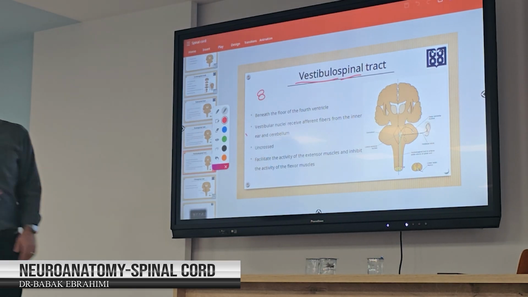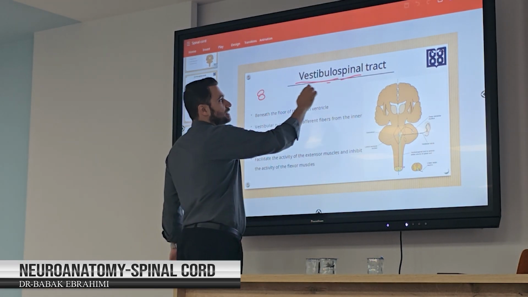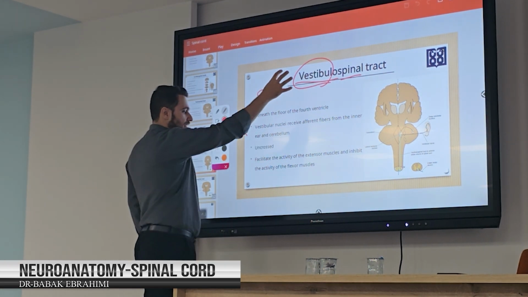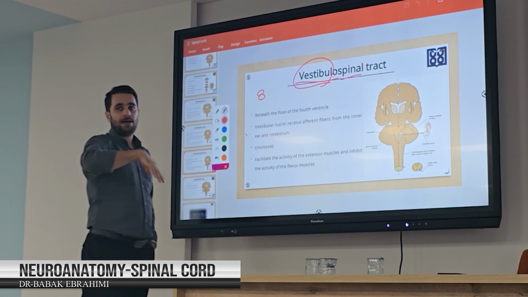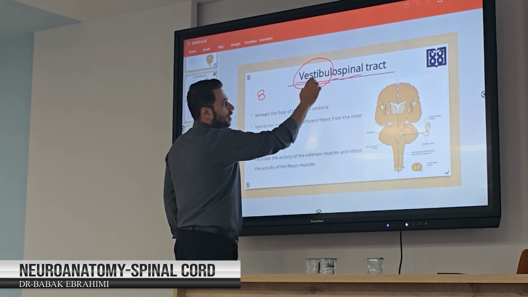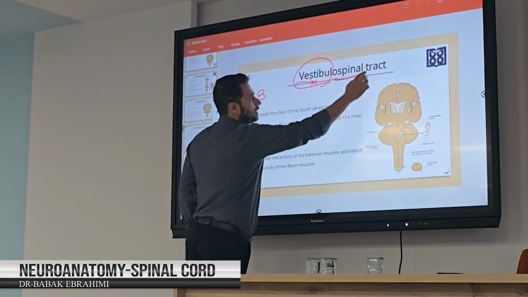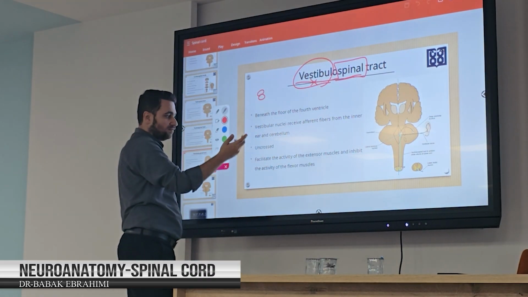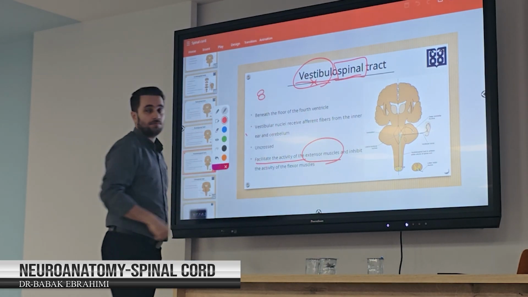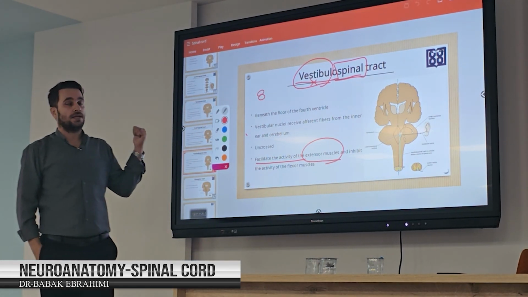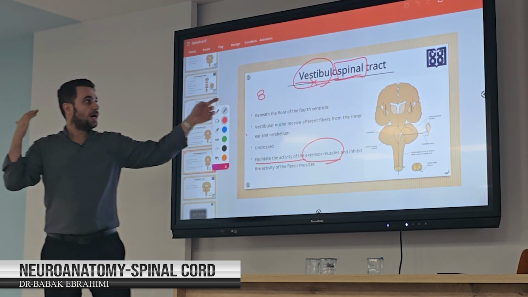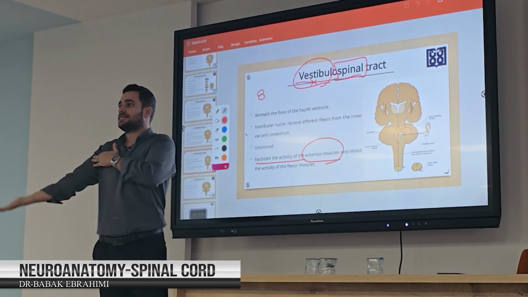It has two parts: the vestibular part, and another we call cochlear. The vestibular part is related to balance, and it starts from the vestibular area and terminates at the spinal cord. To do what? Facilitate the activity of extensor muscles. The previous one, rubrospinal, was flexion, but this one, vestibulospinal, is extension.